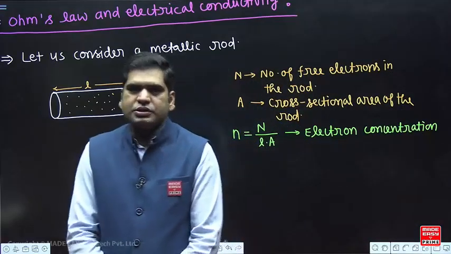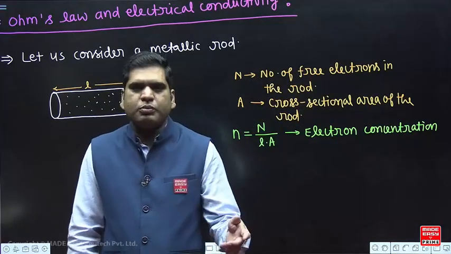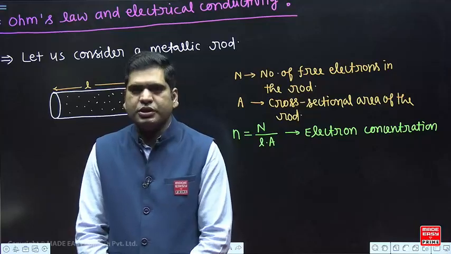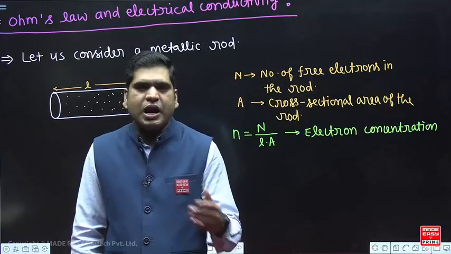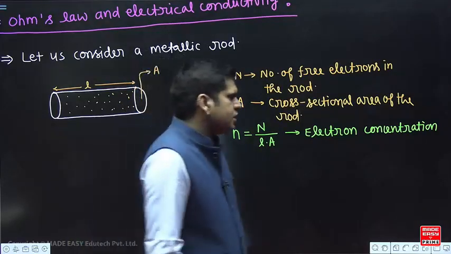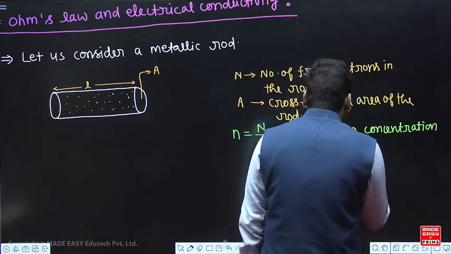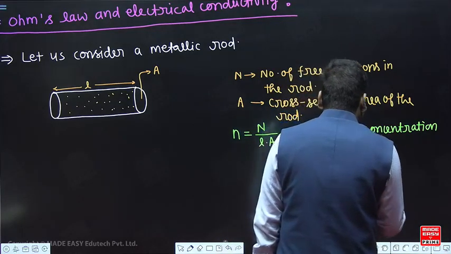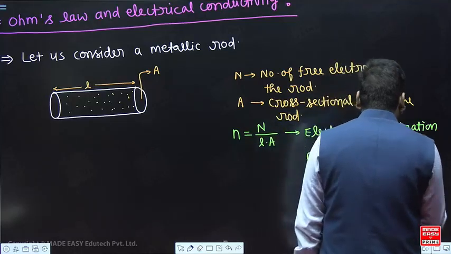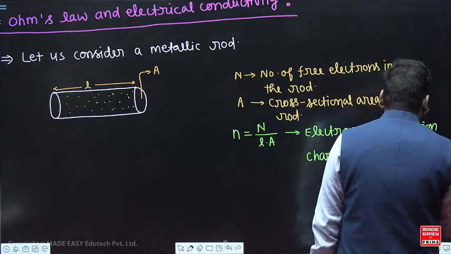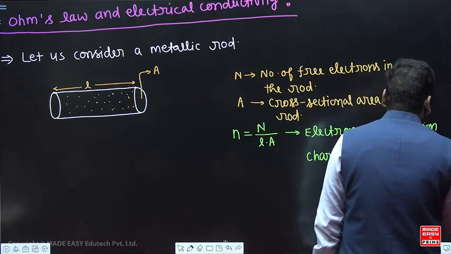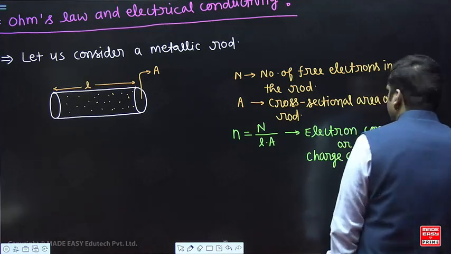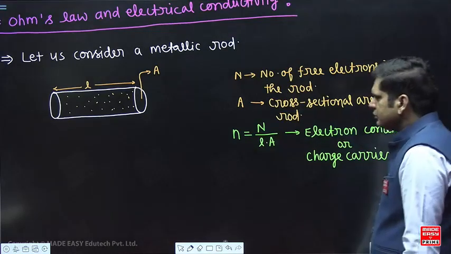Electrons have charge and they are able to move from one place to another place in the material. So basically they are carrying charge from one place to another place. That's why they are also known as charge carriers. So it is charge carrier concentration, that is number of electrons per unit volume.